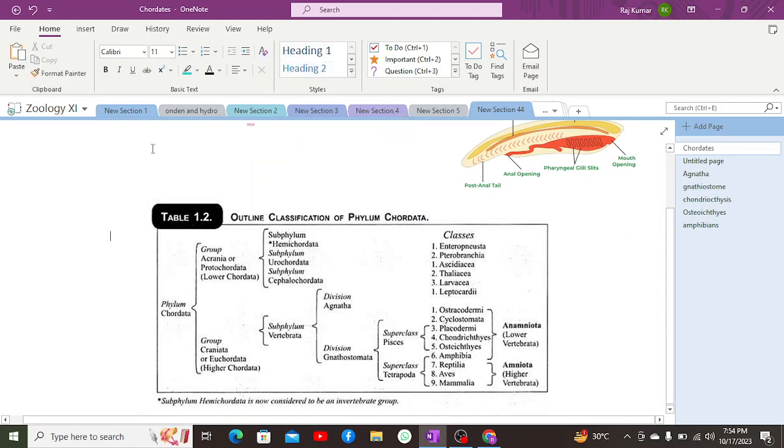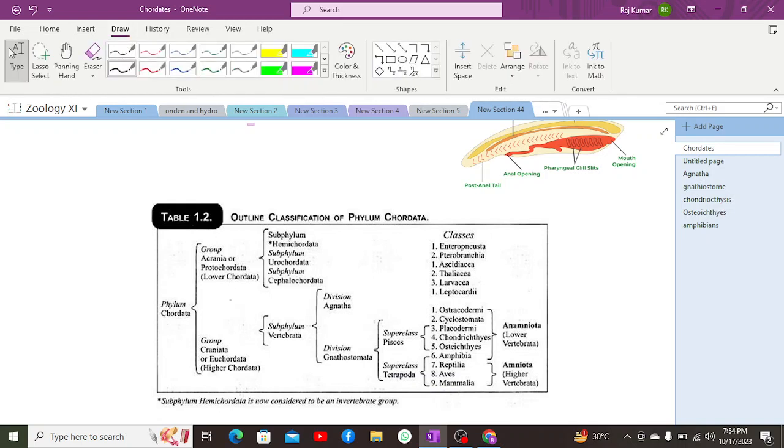After that, the classification of phylum chordata involves the following. It is divided into two major groups. The first is group Acrania, invertebrates or protochordata, which are lower chordates. The second group is group Craniata, Euchordata, higher chordates or vertebrates.